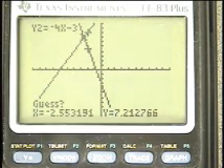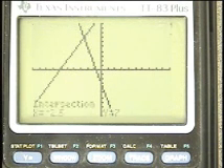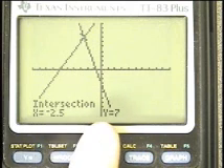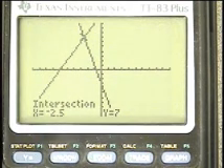If you want to, you can get close, but you don't necessarily need to. The calculator can figure it out without the guess. Hit Enter one more time. Notice now after we've hit Enter the third time, it says intersection, x equals negative 2.5, y equals 7. And so that is the solution to our system.